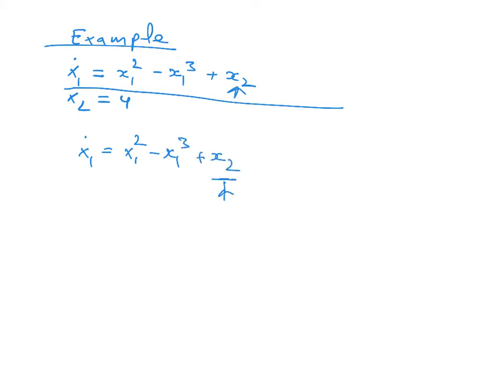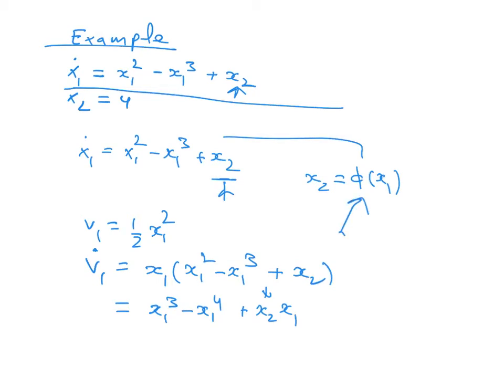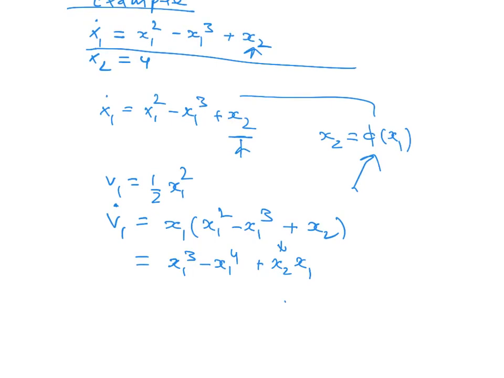Now I want to choose x2, which is equal to phi of x1, such that V1 equals half x1 squared. V1 dot, what is that? x1 dot becomes x1 squared minus x1 cubed plus x2, so that becomes x1 cubed minus x1 to the 4 plus x2 x1. So what value of x2 should I choose for this Lyapunov candidate function? That's why I'm saying phi of x1.